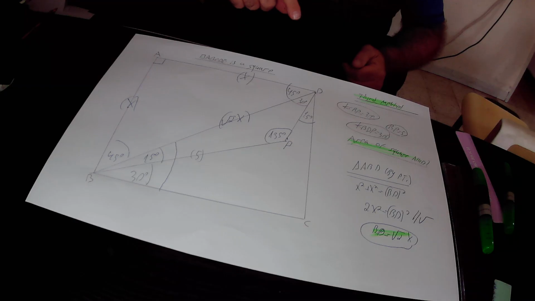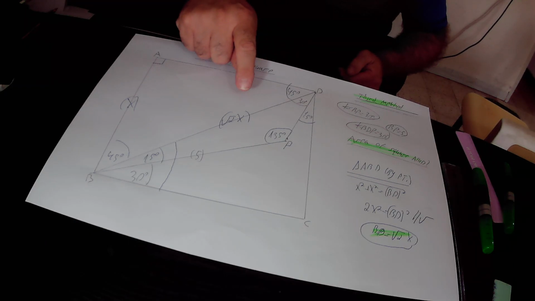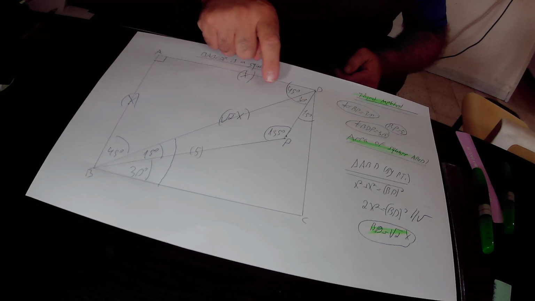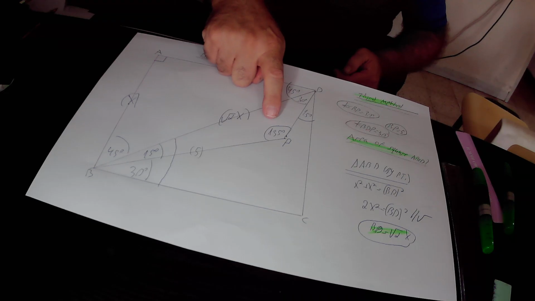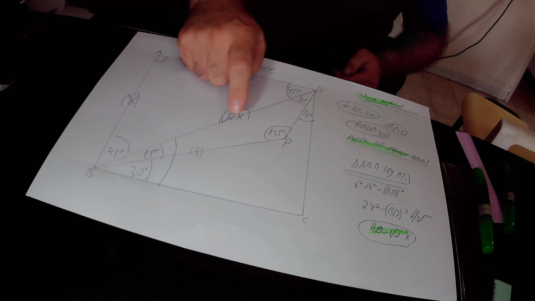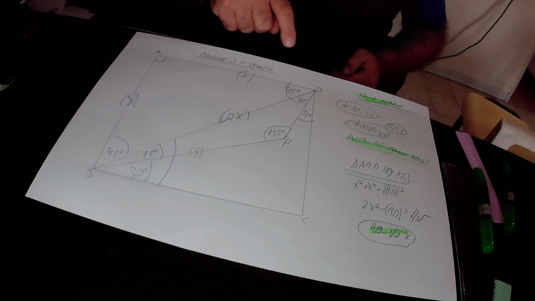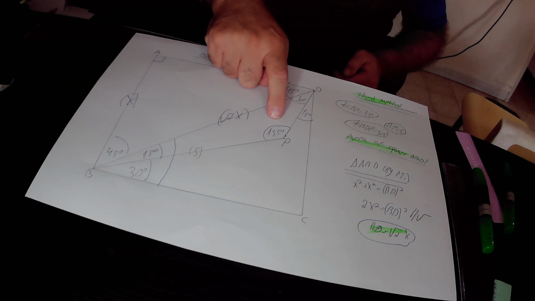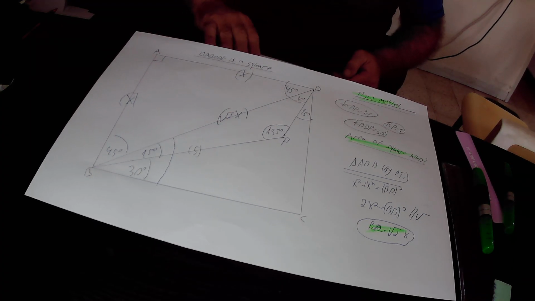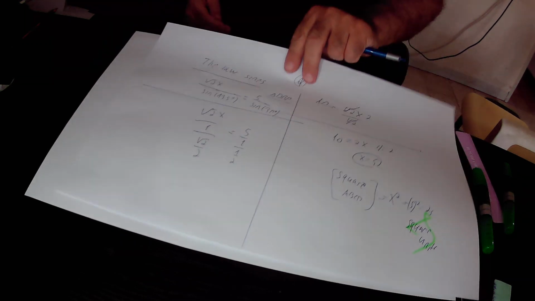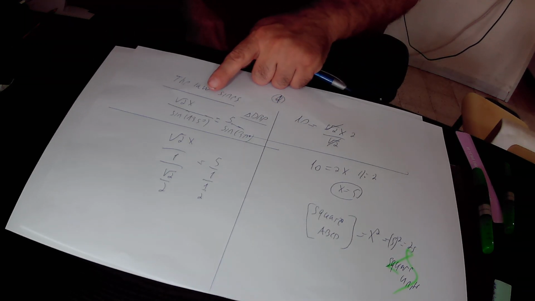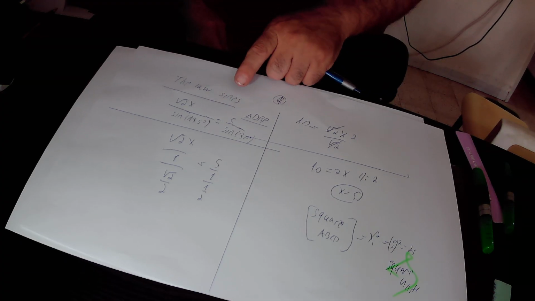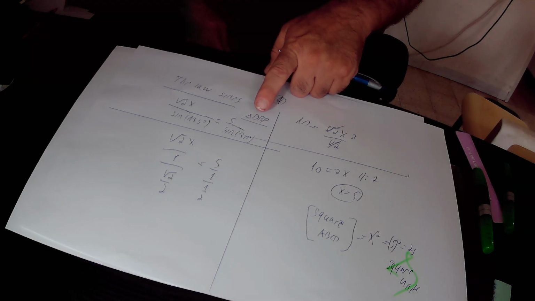Our drawing again is according to the law of sines. The square root of 2 times x over sine 135 degrees equals 5 over sine 30 degrees. And again, according to the law of sines in triangle DBP, the square root of 2 times x over sine 135 degrees equals 5 over sine 30 degrees.